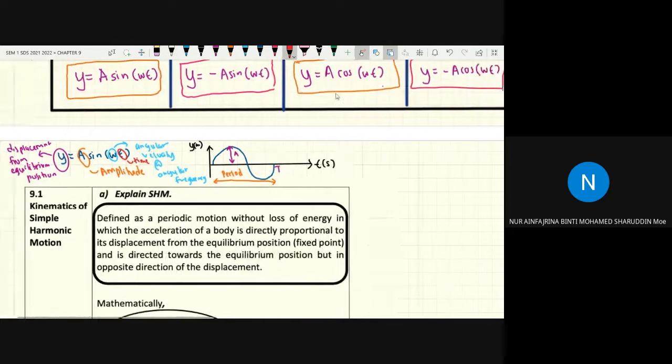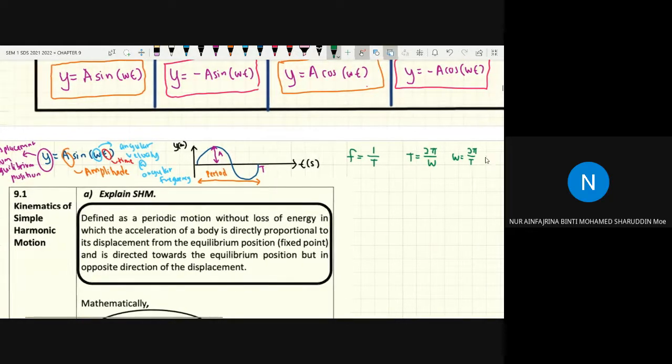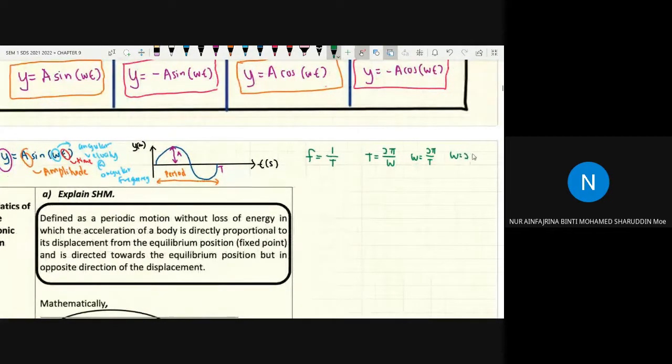So you just need to remember these 3 formulas again. The 3 formulas you must remember are: f equals 1 over period, period equals 2 pi over omega, and omega equals 2 pi over period, or omega equals 2 pi f. Just remember these.